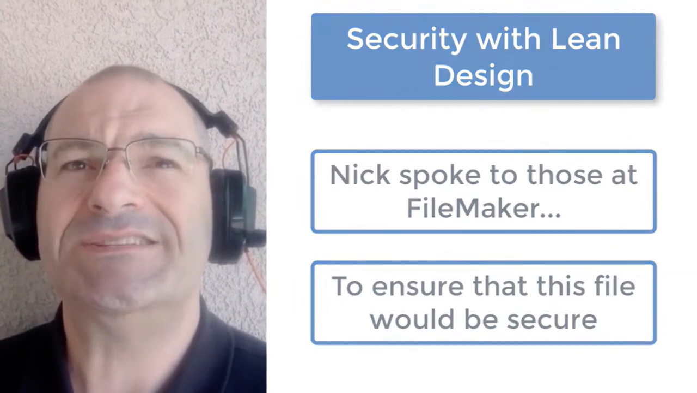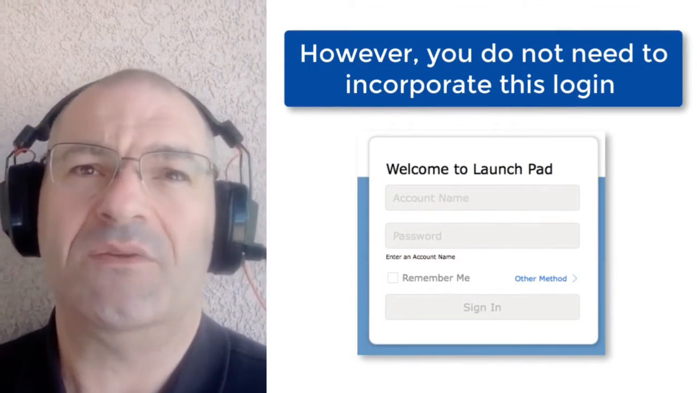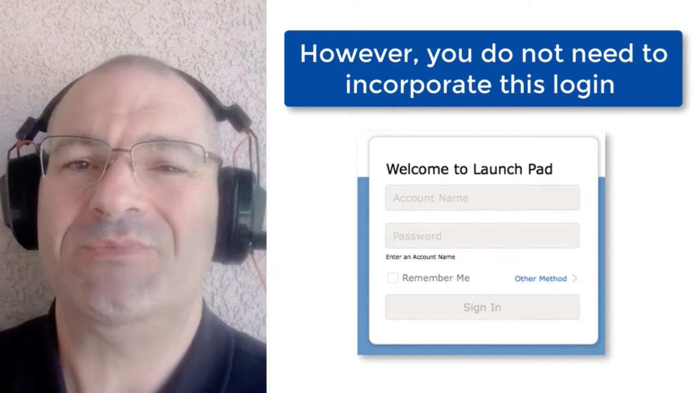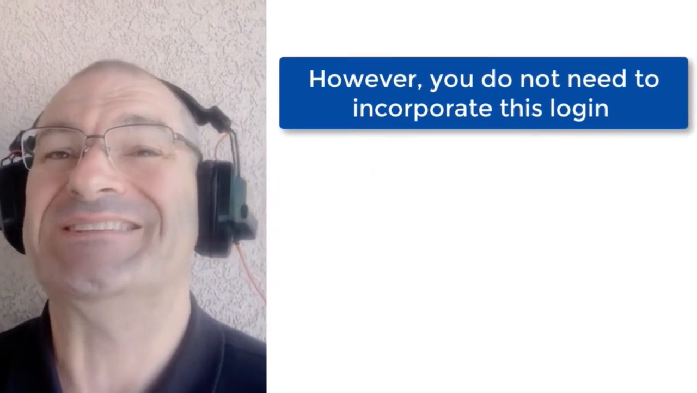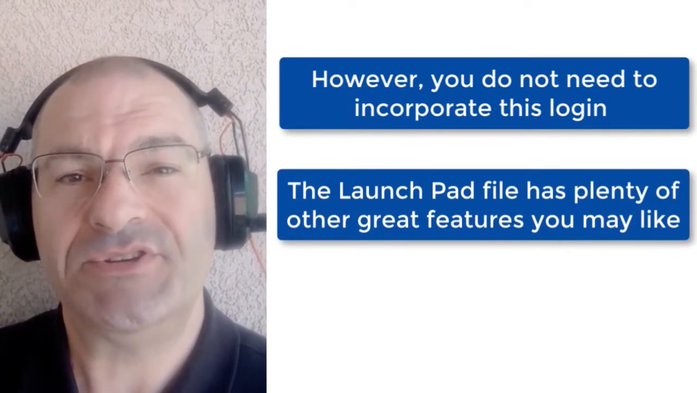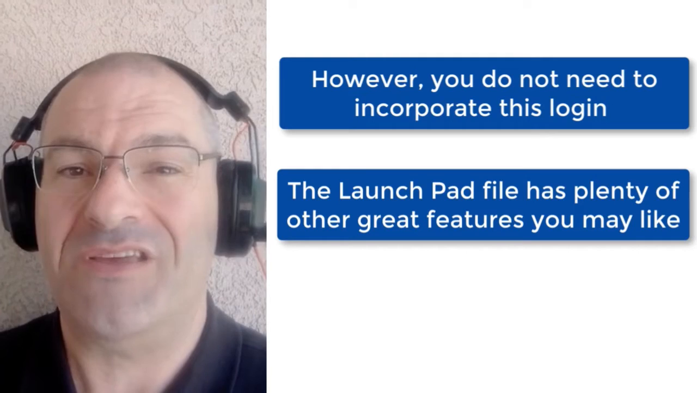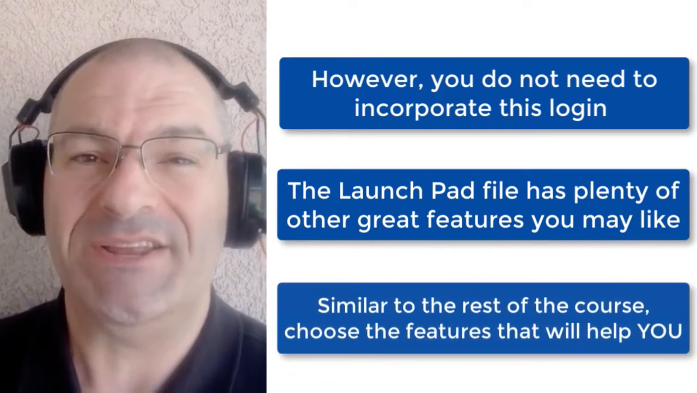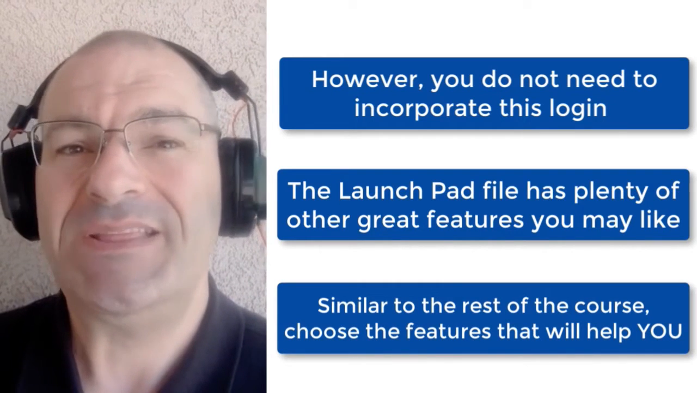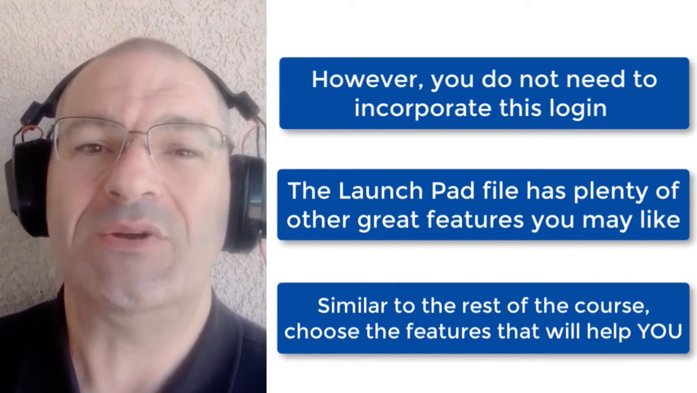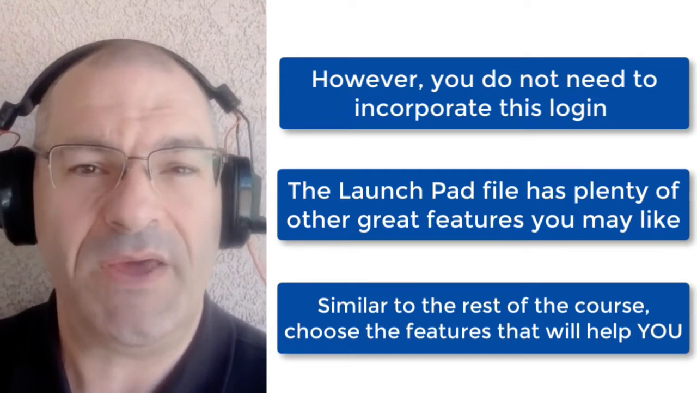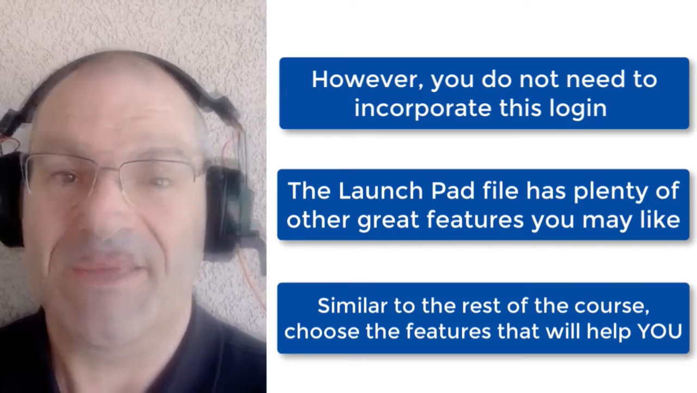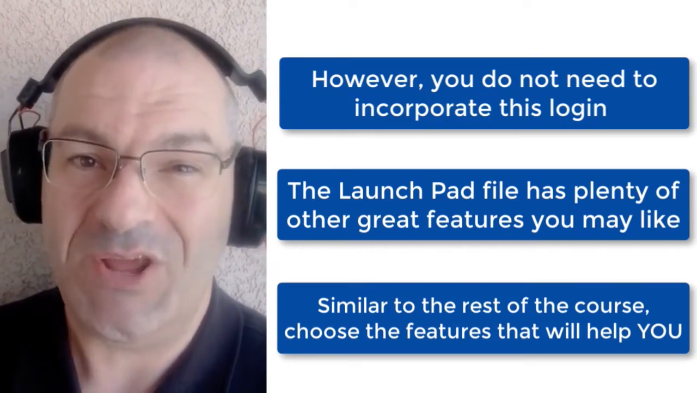Now, if you don't want to get into security and managing the accounts, privileges, and extended privileges, then you might want to skip this feature in the Launchpad file. The Launchpad has a lot of great stuff in it. The optional or alternate logon process is just one option. You don't have to use it. In fact, that goes back to everything in the Lean Design course: just pick the pieces that help you, that make your life better and your customers' lives better. You do not have to use the enhanced security system, so just keep that in mind. So go ahead, take the time, watch this video, and learn.